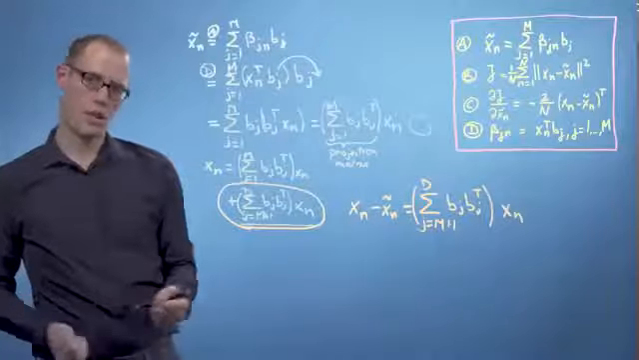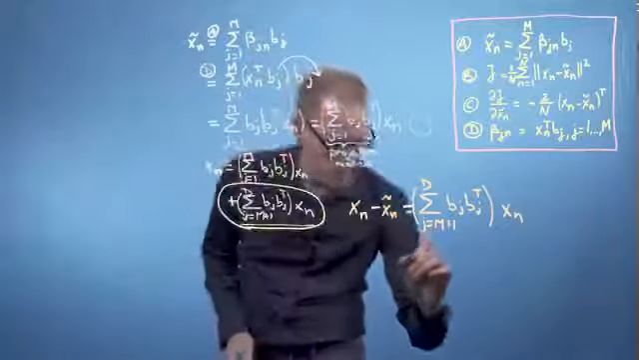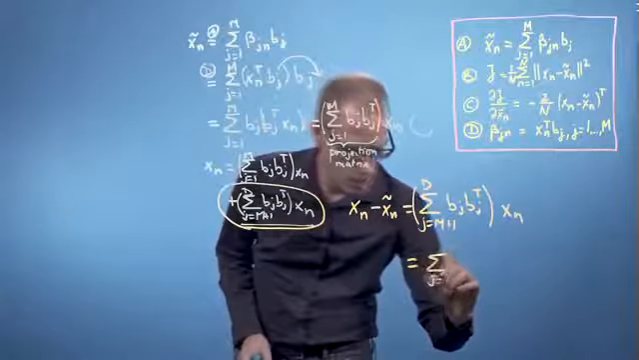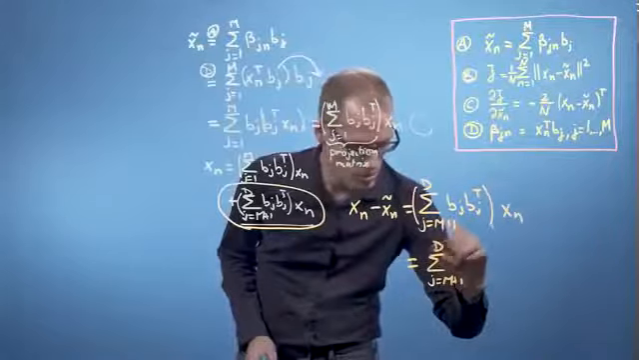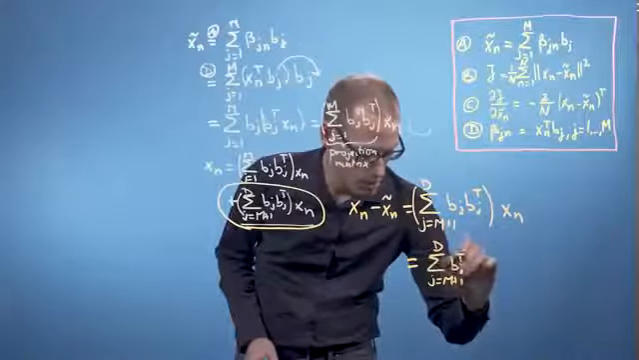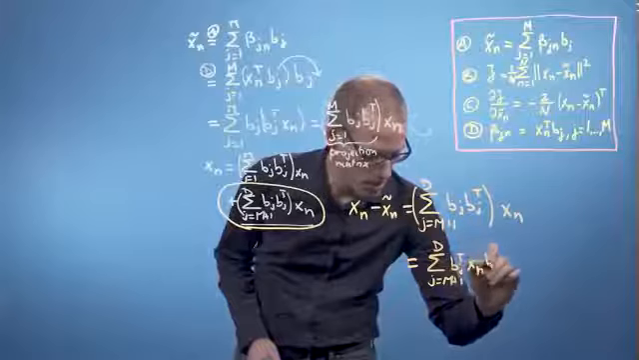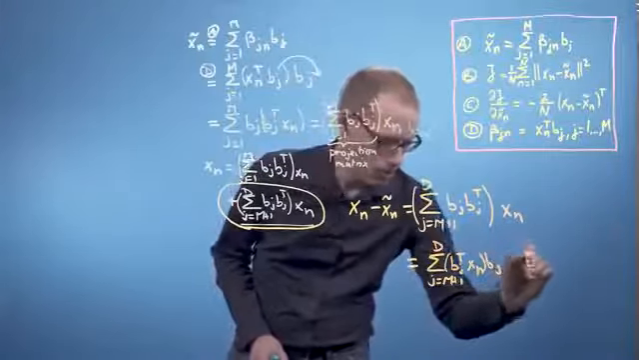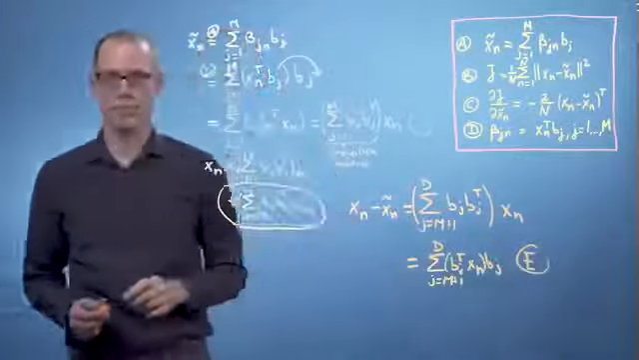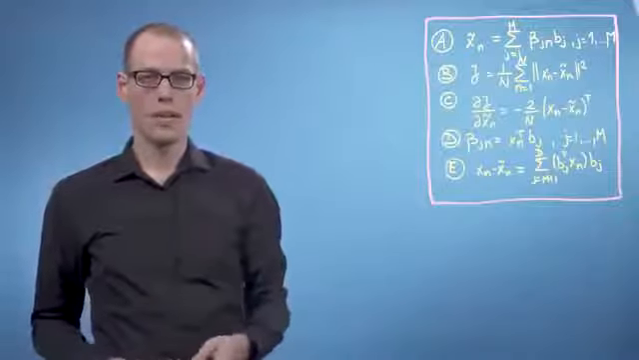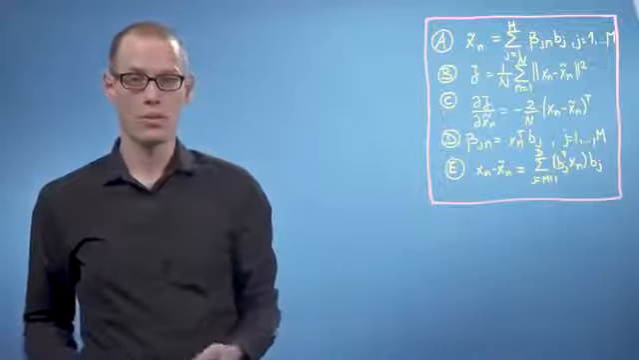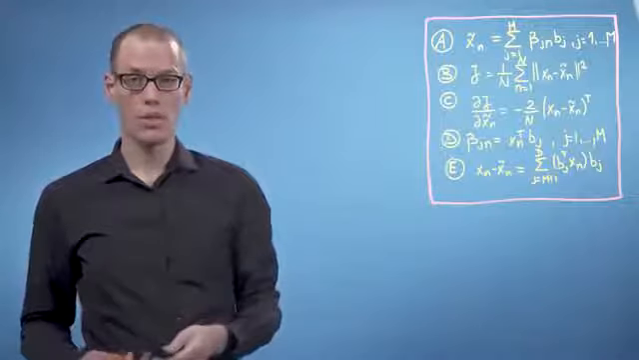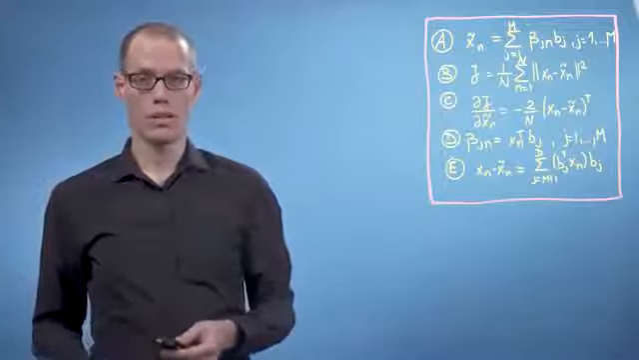So with this illustration, let's quickly rewrite this in a slightly different way. I'm going to write this as the sum of j equals m plus 1 to d of bj transpose xn times bj, and we're going to call this now equation E. We looked at the displacement vector between xn and its orthogonal projection onto the principal subspace, xn tilde. And now we're going to use this to reformulate our loss function.